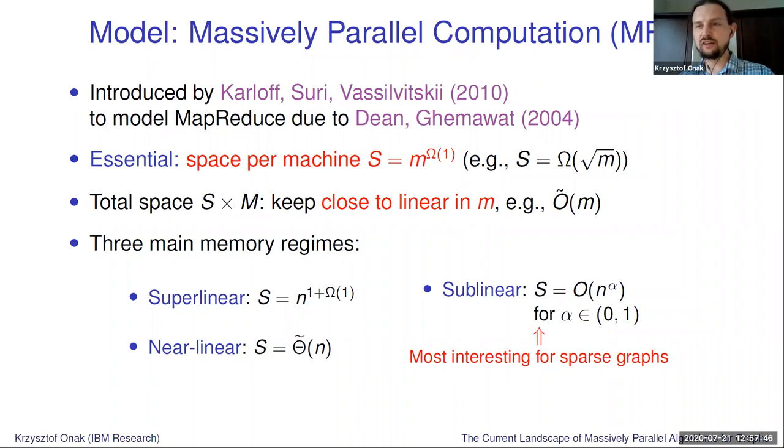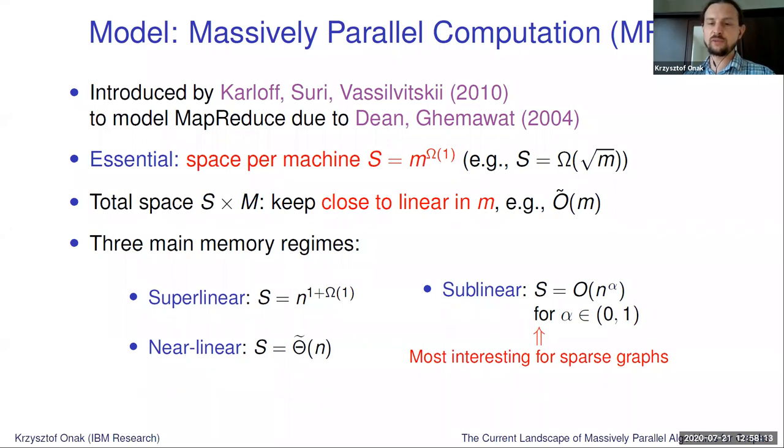Then it's near-linear, right? So it can be slightly sublinear. In most cases, it doesn't really matter if it's slightly superlinear or slightly sublinear. Usually algorithms can be adjusted to make them work even if the space is slightly sublinear. And finally, there is the sublinear regime, right? In this case, we assume that the space of a single machine is the number of vertices to some constant between zero and one, right?